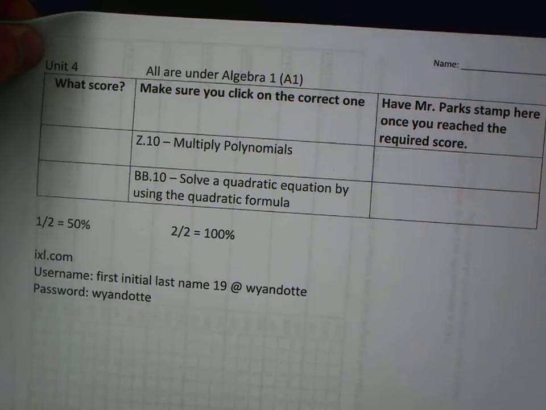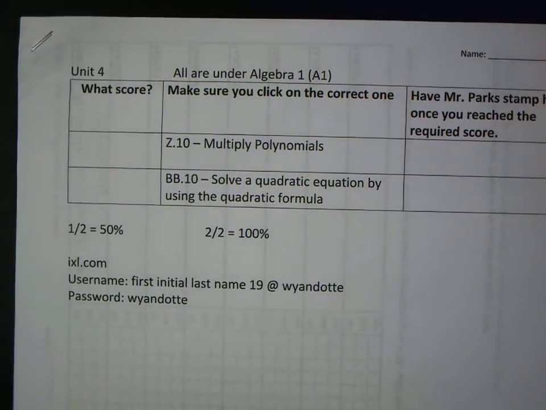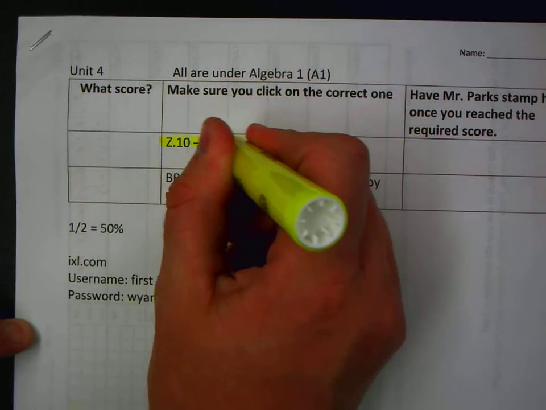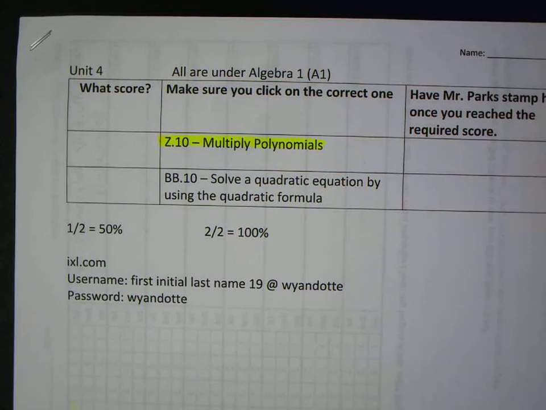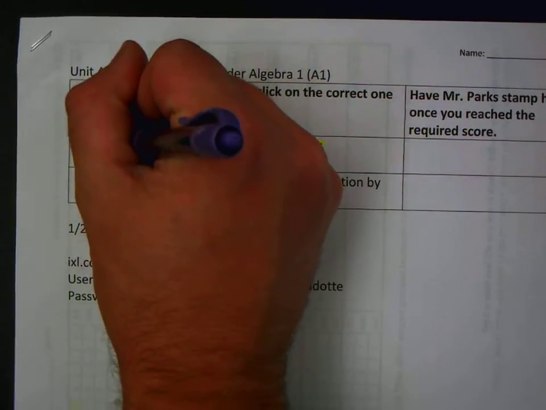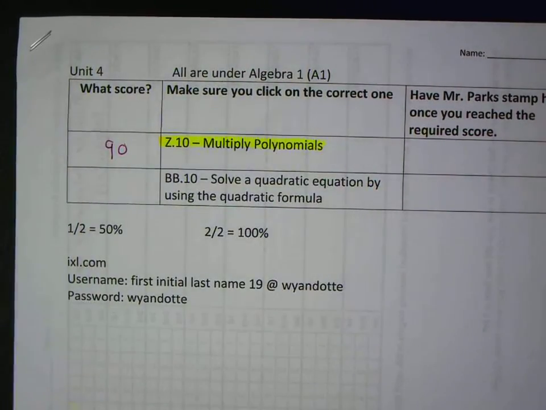Now IXL will help you get to a 3 or 4 if you need it. Look at that. There's only 2 IXLs I could find that go with what we're learning. Hope that doesn't bother you. Does it? No? I'm so sorry.